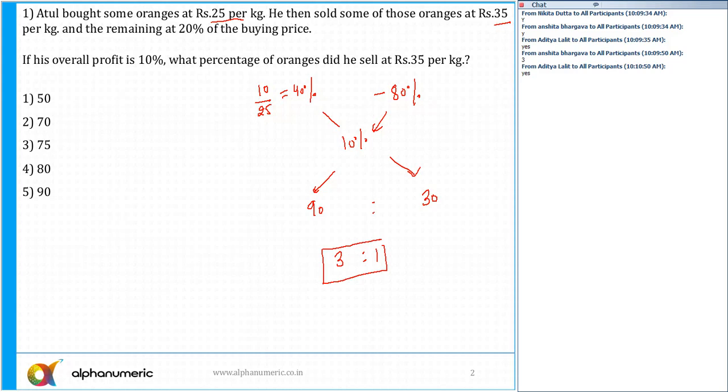And the question is, if his overall profit is 10%, then what percentage of the oranges did he sell at rupees 35 per kg? It means this one. So the answer is 3 by 4. So 3/4 of the quantity, that is 75%. So the correct answer of this question is option 3. So a simple question based on the allegation rule. Any doubt? Can I move to the next question?